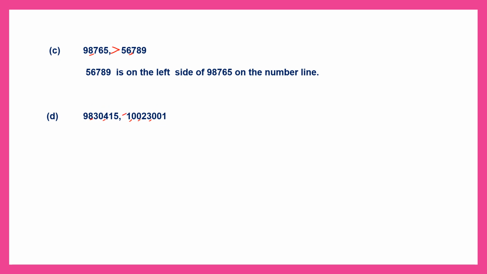So we put a sign like this to show that 1 crore is greater. That means the lesser one will be on the left side. So what is on the left side? We have 98 lakh 30,415 on the left side of 1 crore 23,001. Okay. So remember the smaller one is always on the left side of the bigger number.